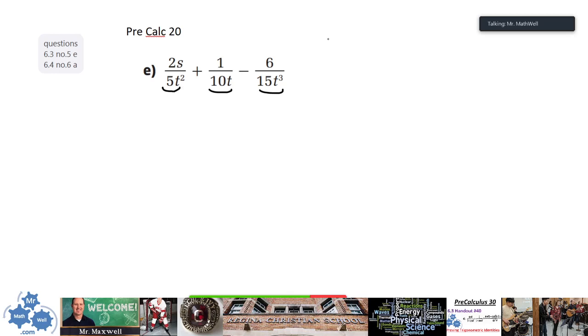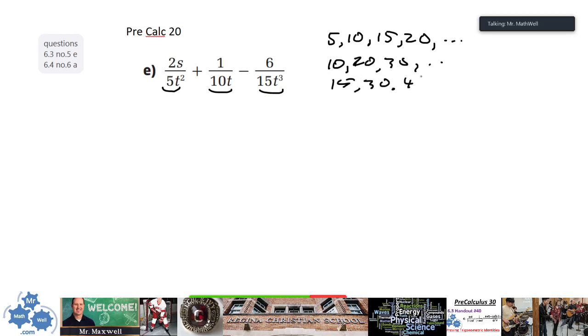So multiples of 5 would be 5, 10, 15, 20, and so on. Multiples of 10 would be 10, 20, 30, and so on. Multiples of 15 would be 15, 30, 45, and so on. So what you see is the lowest common multiple of all these three would be 30. Not factor. The lowest common factor, or the greatest common factor, would be 5.